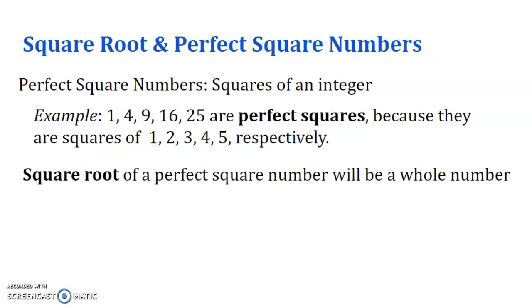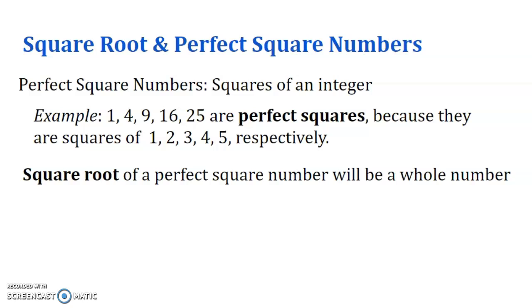So the square root of a perfect square number will be a whole number. So perfect squares, there's 1, 4, 9, 16, 25, and it goes on, right? 36, 49, 64, 81, so on and so forth. Okay, it continues.